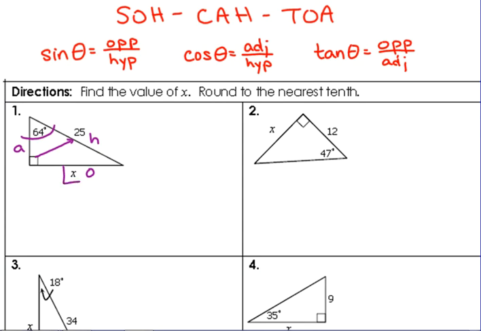So let's look at this one. We want to know the opposite. We know the hypotenuse, so we've got O and H. So O and H is sine. So the sine of the angle, 64 degrees, is equal to the opposite. That's what we're looking for, x over the hypotenuse. We know that value is 25. We're solving for x. Right now it's being divided by 25, so the opposite of that would be multiplying by 25.